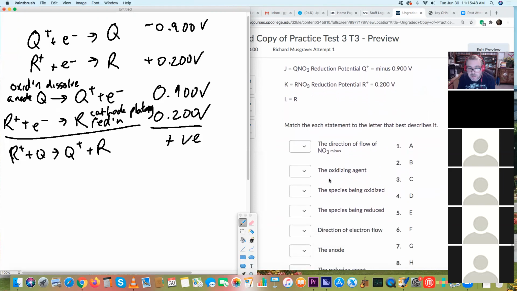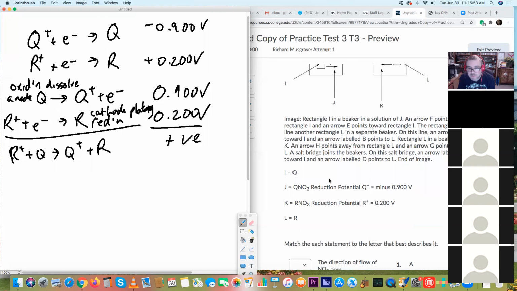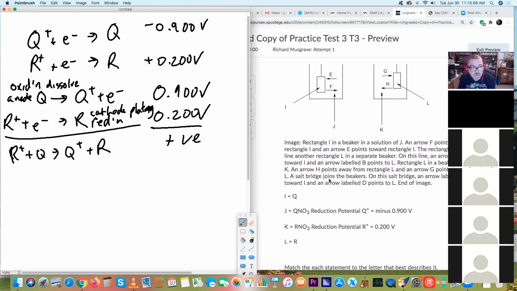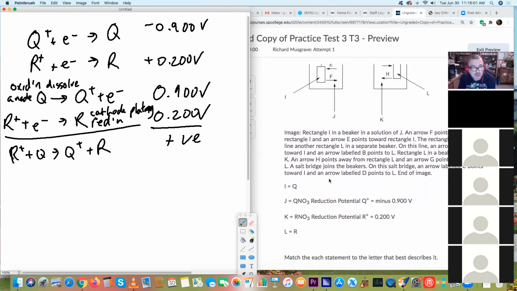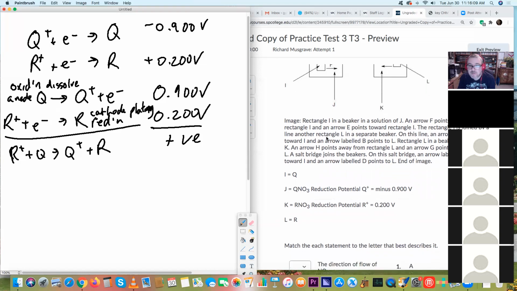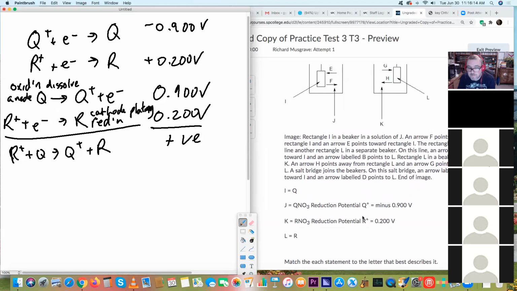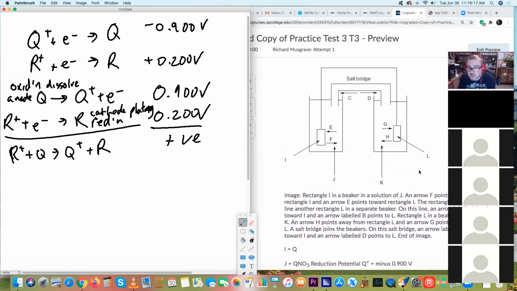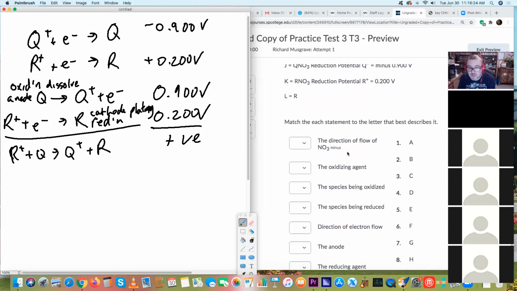All right, so then it's really just the same questions as we asked earlier. Direction of nitrate flow. Well, it's either going to be C or D. The nitrate is going to flow from the side that has the R plus to the side that has the Q plus. The R is the L and the K section over here, so the nitrate will flow from this side over to this side. So the answer there should be C.